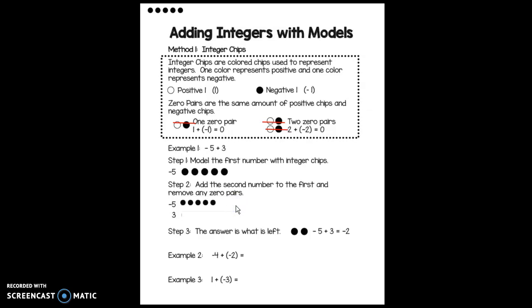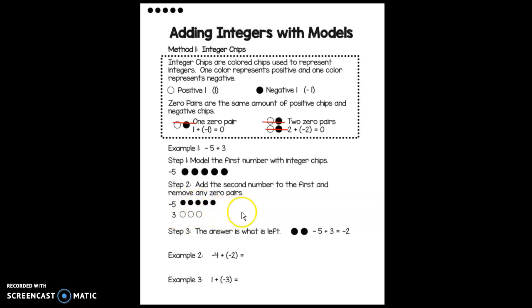So let's go ahead and model our second number, which is +3. +3 will be represented by 3 white circles. So now we have the model of 5 negatives plus 3 positives. Now let's look for zero pairs. I see 3 zero pairs. Positive, negative, positive, negative, positive, negative.